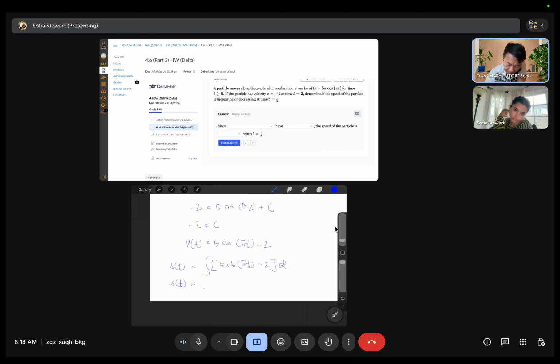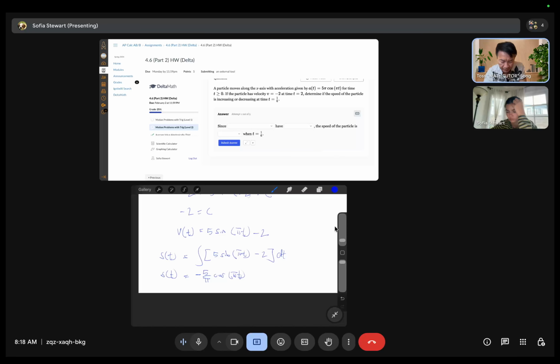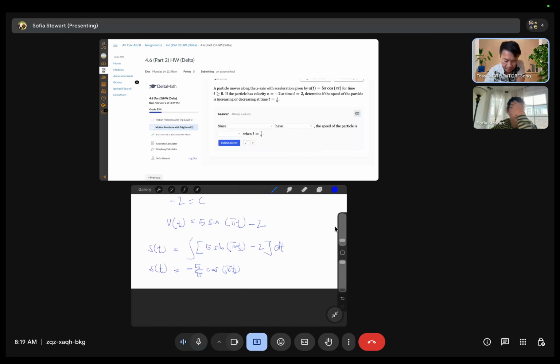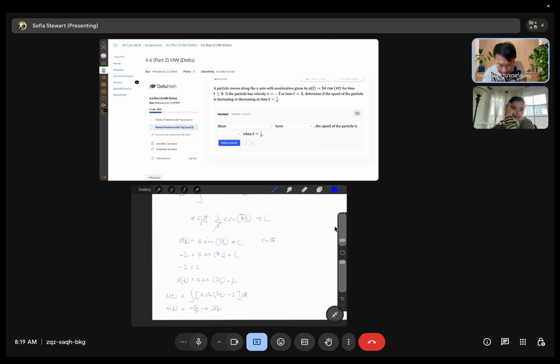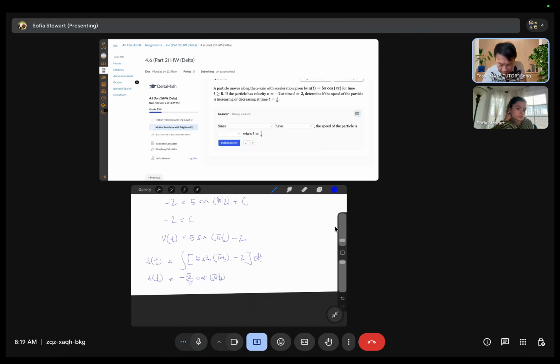Okay, so it'll be negative 5 over pi cosine pi t. I did the flip-flop of that again, but it's negative because you're integrating sine, just like before. Before, you integrated cosine, so it was positive, but now you're integrating sine. But then you have a 2. You also have to integrate that. It'll be 2t plus c.